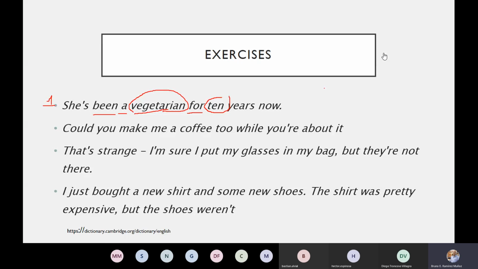So while you're doing something, can you make me a coffee? While you are watching TV, can you prepare me a coffee as well? While you're reading, can you make me a coffee? Can you make me a coffee too while you're about it? While you're about it, about something, right? While doing something. So this is a very different case. But as you can see, prepositions are usually used in their weak forms. But sometimes if you're emphasizing, depending on the context, you can use a strong form.